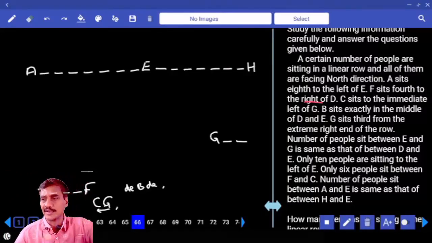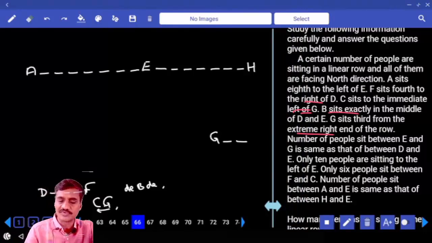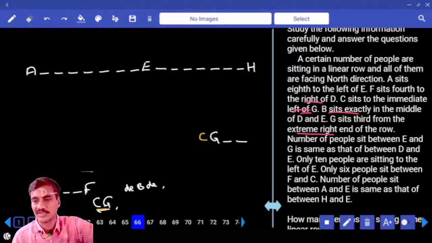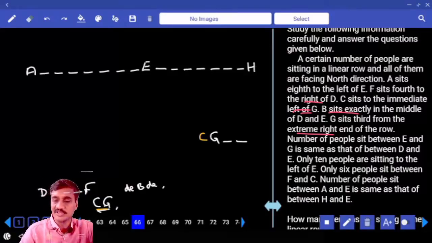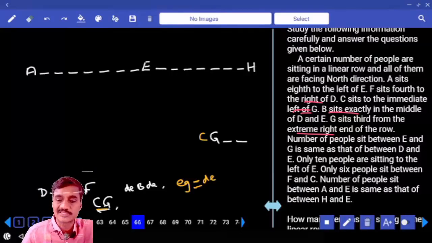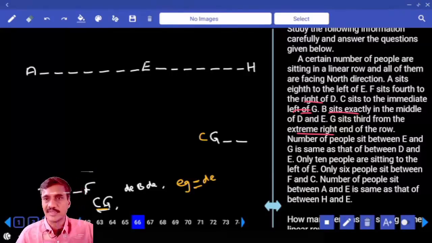Next one: there are high chances that some people fix it wrongly there. C sits to the immediate left of G. G sits third from the right end, and C is to the immediate left, so C must be here. And C is fourth from the left extreme end of the row. And the number of persons between E and G is the same as between D and E. That means E must be exactly between D and G. Right?